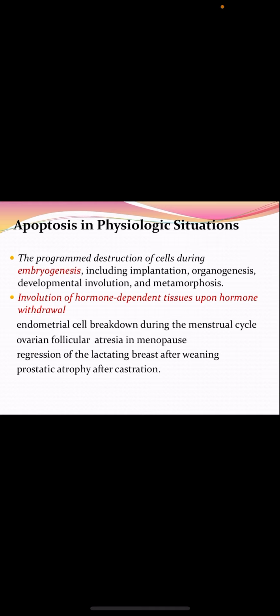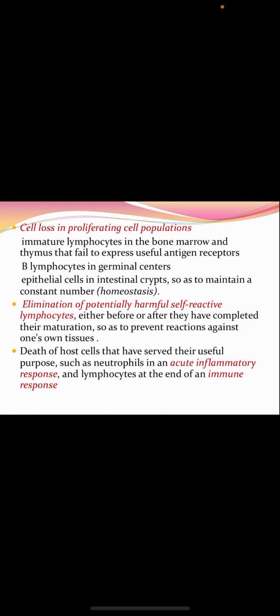regression of lactating breast after weaning, prostatic atrophy after castration, cell loss in a proliferating cell population like immature lymphocytes in the bone marrow and thymus, B lymphocytes in a germinal center, epithelial cells in an intestinal crypt, elimination of potentially harmful self-reactive lymphocytes either before or after they have completed their maturation, and death of host cells after they have served their useful purpose, like neutrophils in acute inflammatory response and lymphocytes at the end of immune response.